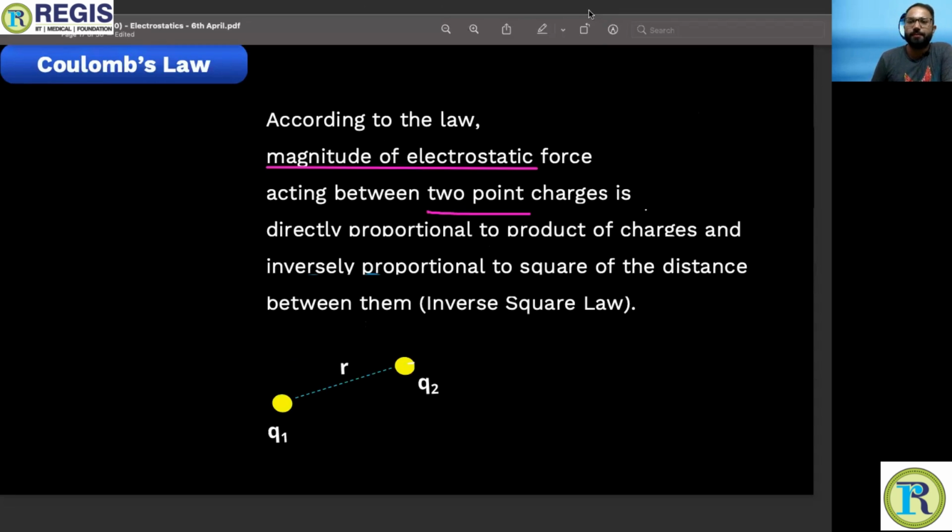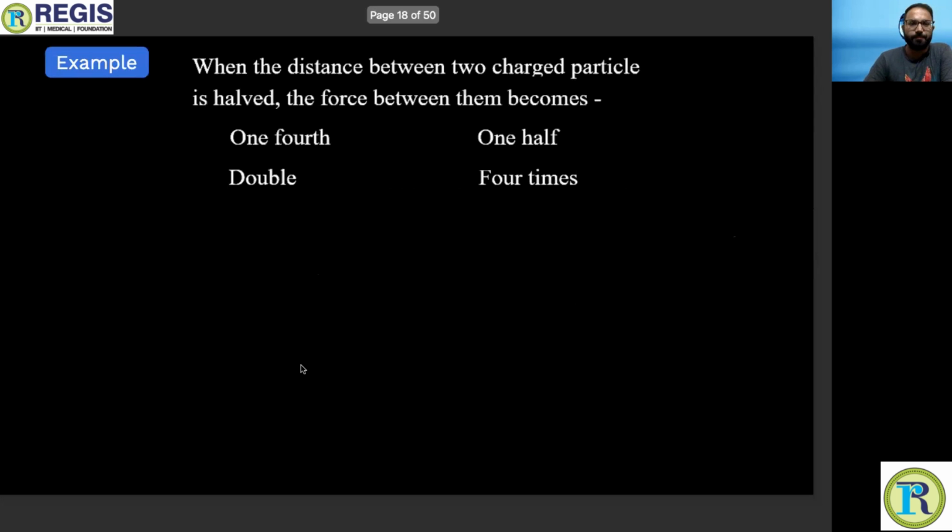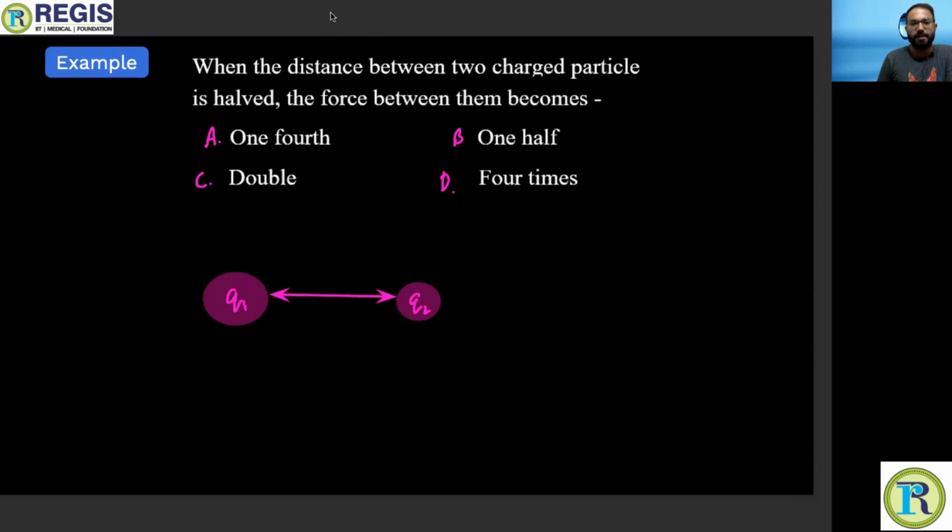So now let's move forward. Let's try a couple of questions based on this concept. The first question is: when the distance between two charged particles is halved, the force between them becomes, with options A, B, C and D. Let me solve this question for you. Now, if there are two charges, Q1 and Q2, and the distance between both the charges is d.